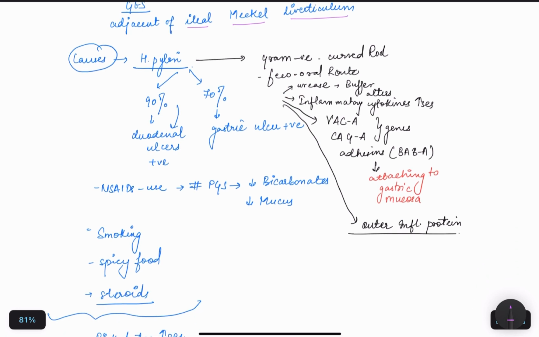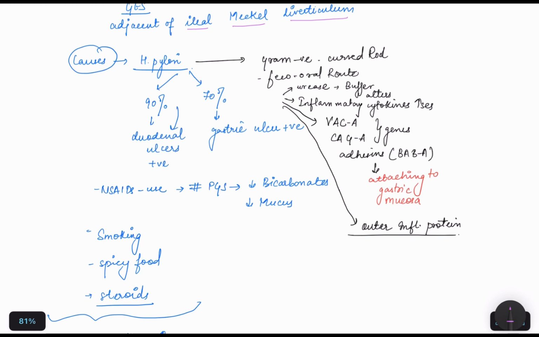The causes of ulcer formation can be H. pylori, which is the most common. In 90% of cases, duodenal ulcer cases are positive, and in 70%, gastric ulcer cases are positive. So what is H. pylori? It is a gram-negative bacterium, curved rod in structure, and it can be transmitted through the fecal-oral route.